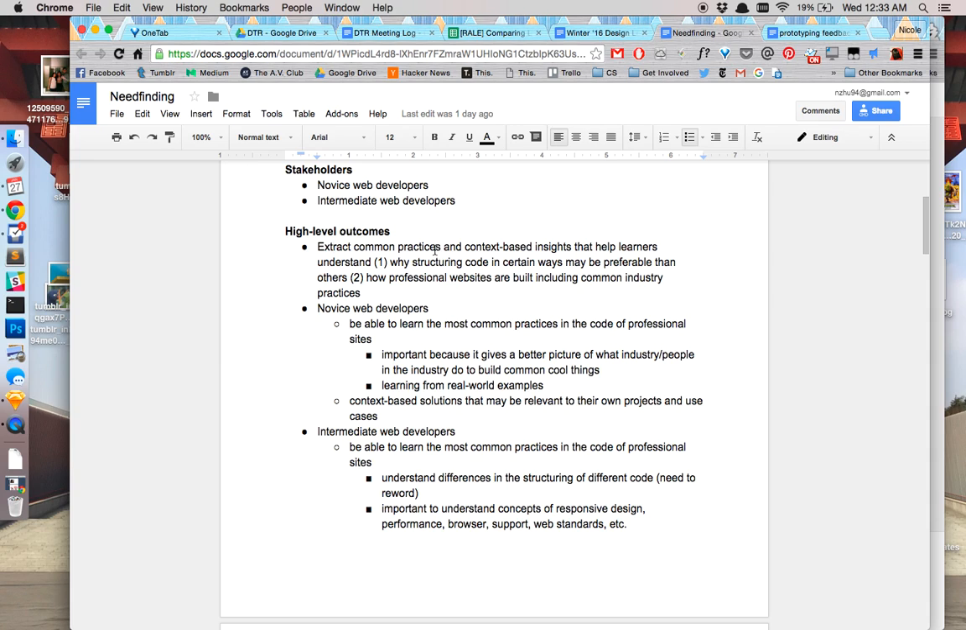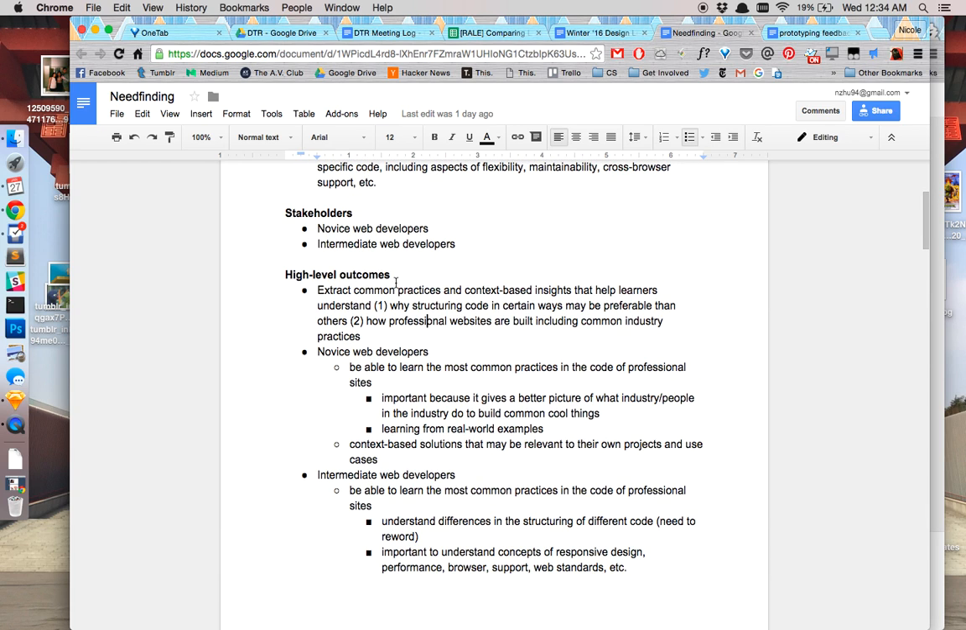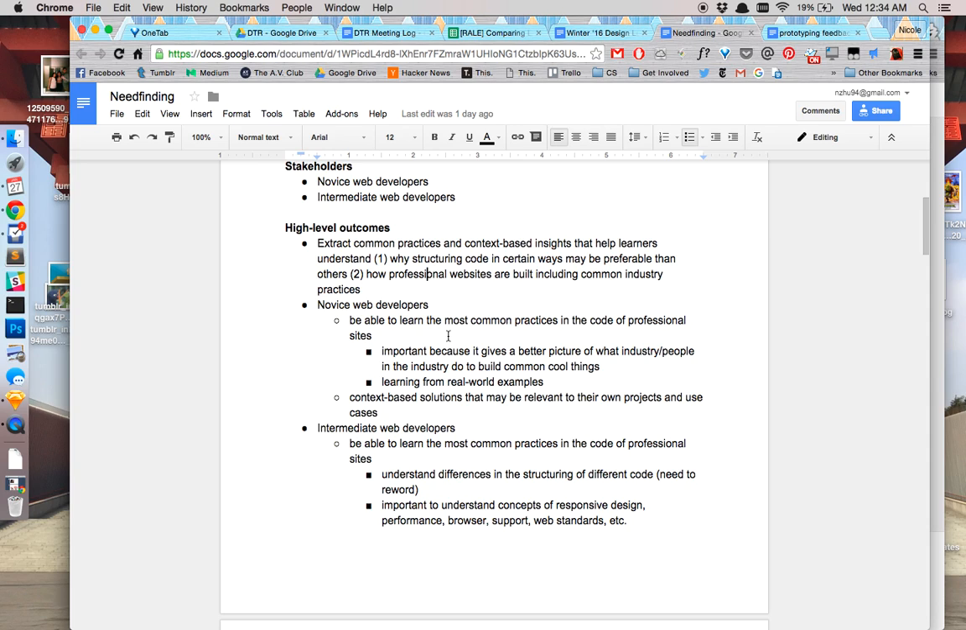And that is really just to, based on my need finding, extract common practices and context based insights that help learners understand one, why structuring code in certain ways may be preferable to others, and two, how professional websites are built using common industry practices, and learning from comparing and contrasting all these examples.